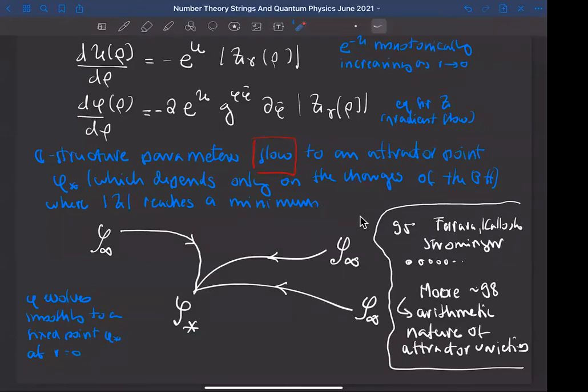So as I said, this started with Ferrara and Kallosh, but the arithmetic associated to the attractor points was discussed first, I think, by Greg Moore in 98. And this paper has been inspiring the work I'm telling you about today.